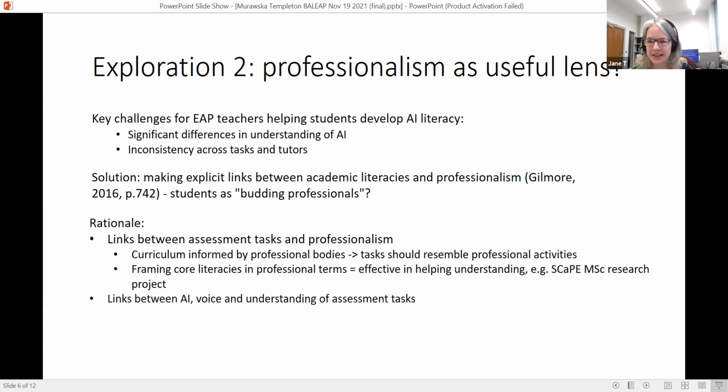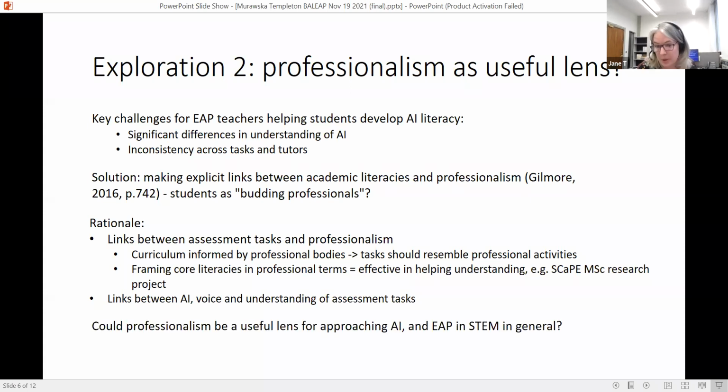And the other reason is, well, I'm not going to go into any detail about the links between having a clear voice and a clear understanding of the task, and answering the question appropriately and avoiding many major academic integrity issues. But if we take those things as read, then what I'm wondering is if we can help students understand their assessment tasks by framing them in terms of professional contexts, and we can help students avoid academic integrity issues by helping them understand the task, then could professionalism be a useful lens for exploring academic integrity and actually possibly just more generalized EAP in STEM?